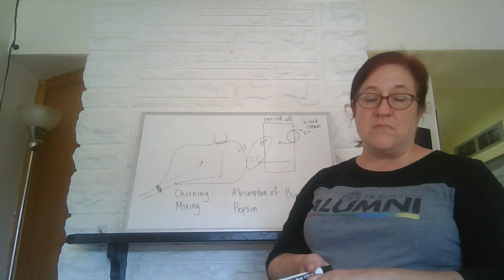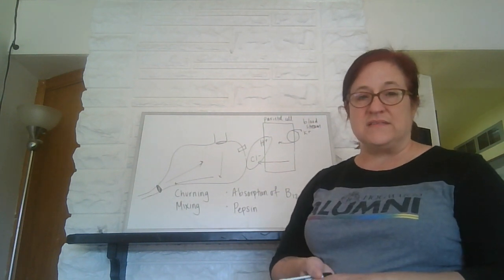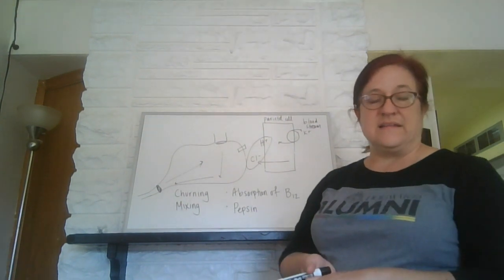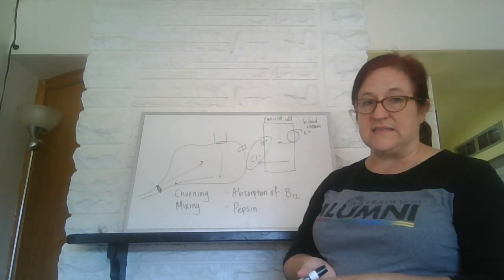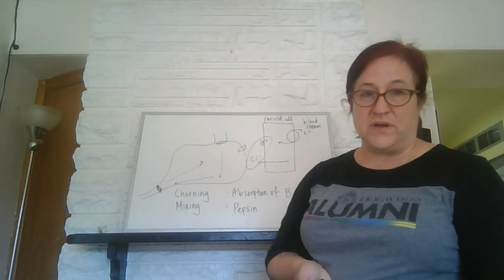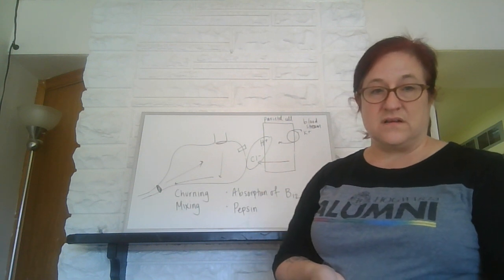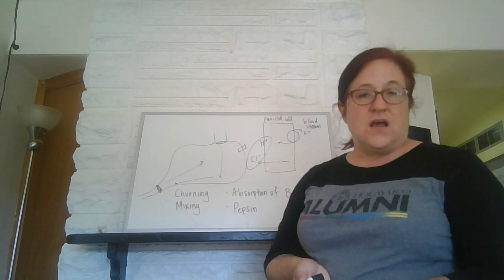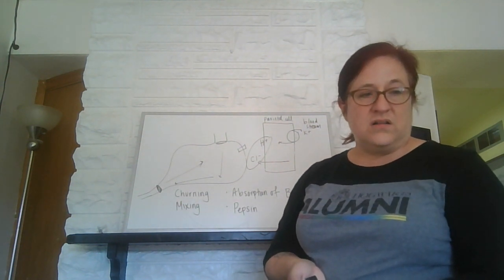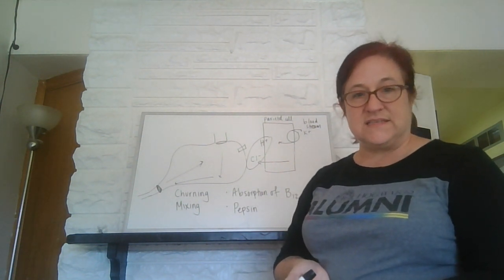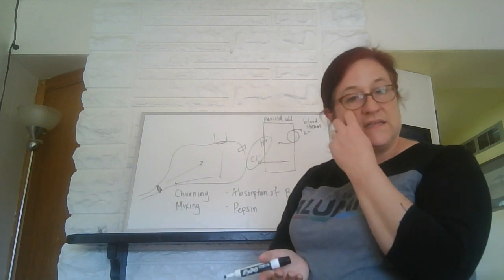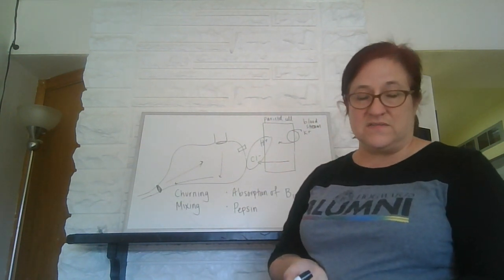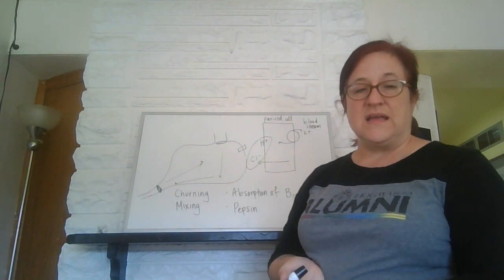One, NSAIDs, because we know that NSAIDs are COX-1 and COX-2 blockers, and those prostaglandins that are cytoprotective help increase gastric mucosa production. If those are blocked, then we can't have that. Smoking, alcohol, and other chronic diseases are increased stress to the stomach and can promote ulcer development. But one of the leading causes of ulcer development in the stomach is H. pylori bacteria.